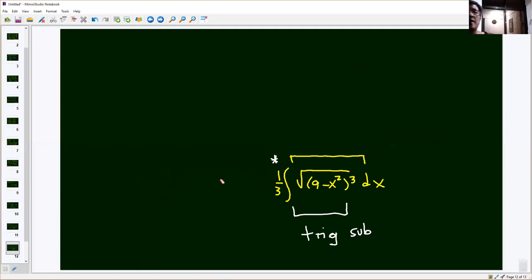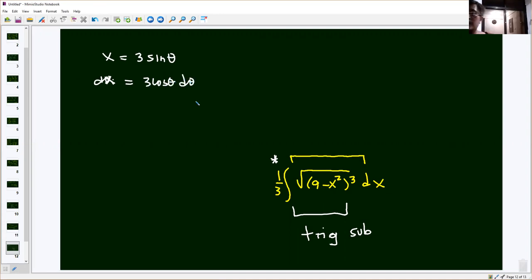1/3 outside, don't forget. A squared minus u squared na naman tayo. So, ang papalit natin, u is 3 sine theta. So, automatic, since it so happen na ang u natin ay x. So, gawin ko na itong x. So, dx is 3 cosine theta d theta.